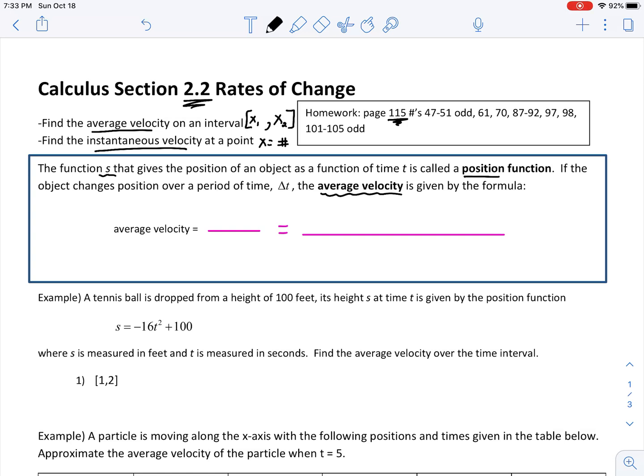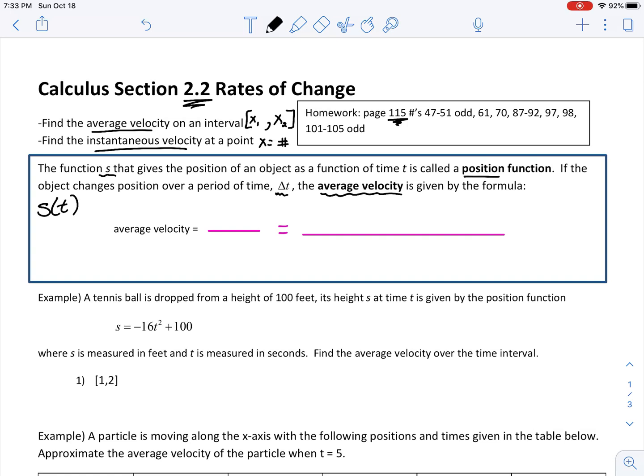Okay, so s of t is going to be your position function most of the time. s represents how far you have traveled. It's like, where do you start? Where do you end? Where are you at certain points in time? If the object changes position over a period in time, that period of time is called delta t. Remember that delta means a change in, so this would be a change in time. So we would be starting at one time and ending at a second time.